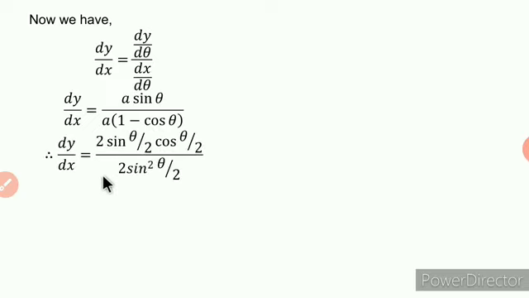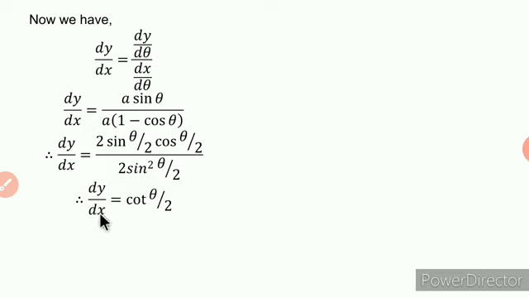So we get dy by dx is equal to 2 multiplied by sin theta upon 2 into cos theta upon 2, divided by 2 times sin square theta upon 2. Now we observe that from numerator and denominator 2 sin theta by 2 get cancelled. So we remain with dy by dx as cos theta by 2 upon sin theta by 2, that means cot theta upon 2. Therefore dy by dx is equal to cot theta by 2.